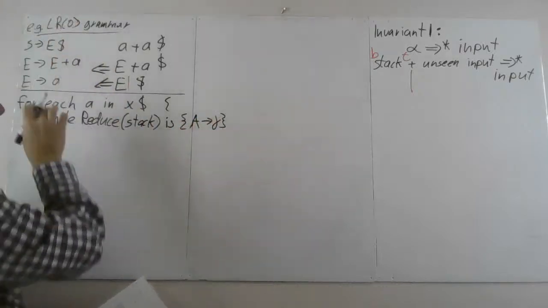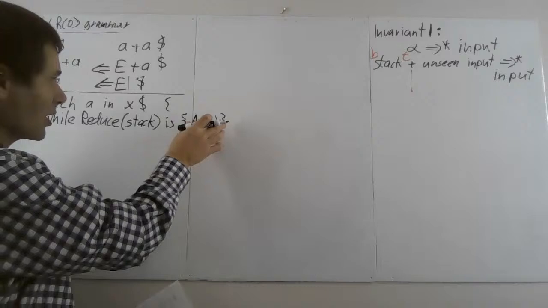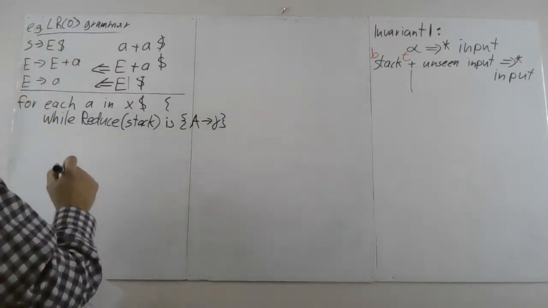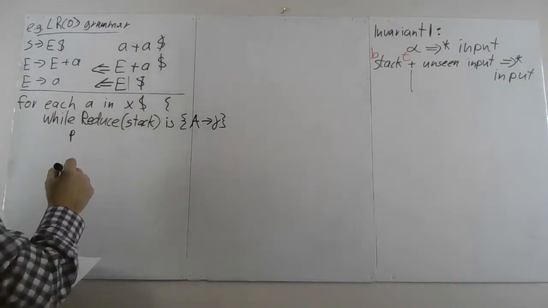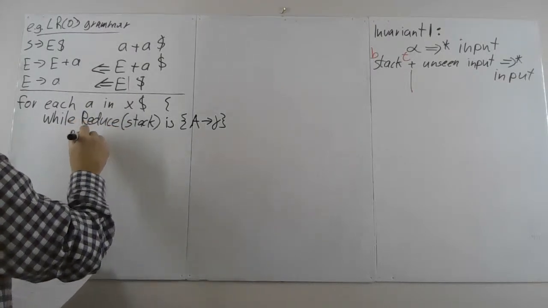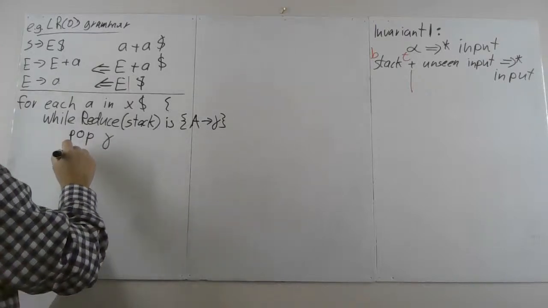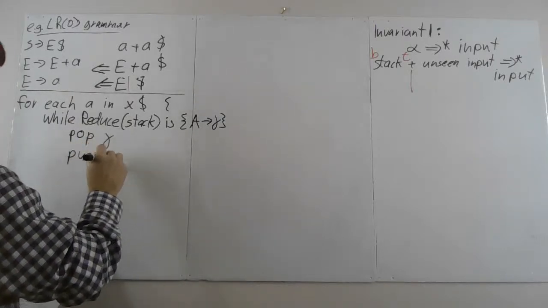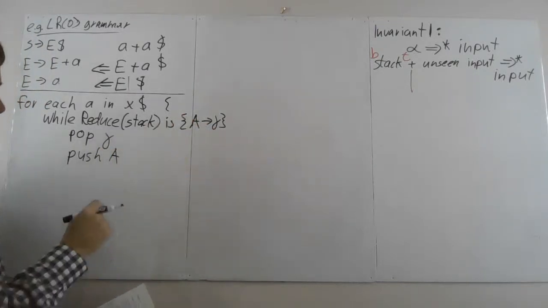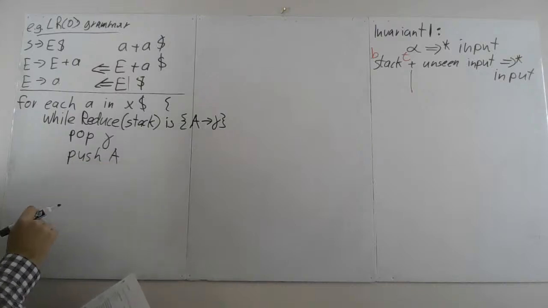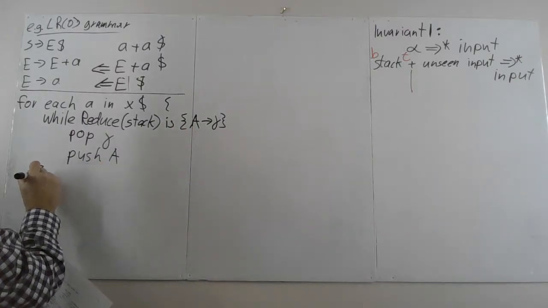But for an LR0 grammar, this set is always going to be a singleton set. So it's always going to have one rule to reduce by. And so if reduce says to reduce, we're going to reduce by that rule. And to reduce by that rule, the idea is to pop gamma off the stack and push A onto the stack. So we want to pop the right-hand side of the rule off the stack, and we want to push the left-hand side non-terminal symbol.